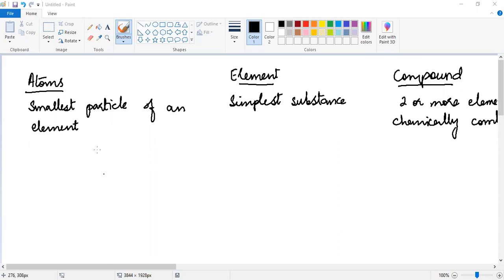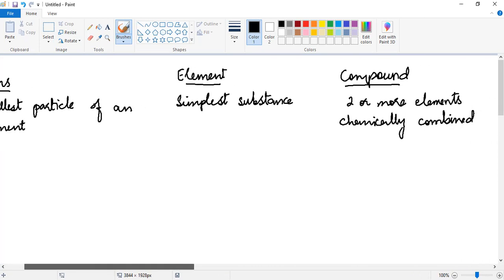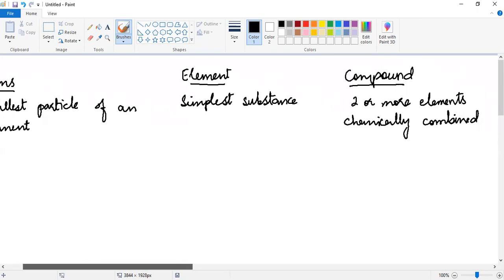We know the atoms are the smallest particle of an element. An element is the simplest substance that cannot be further broken down into a simpler substance, and a compound is two or more elements chemically combined together. We know that these definitions form the basics of chemistry. As we move on, we will be discussing more of the complex topics.